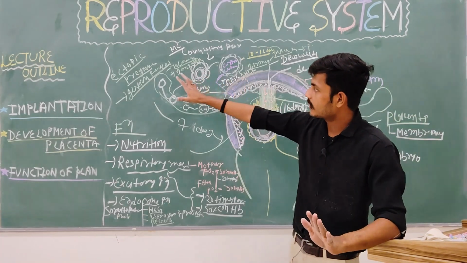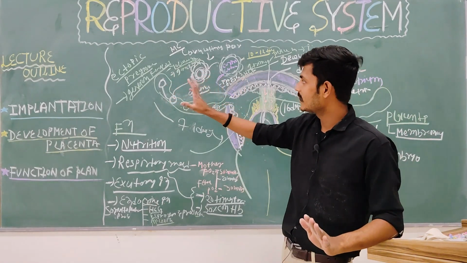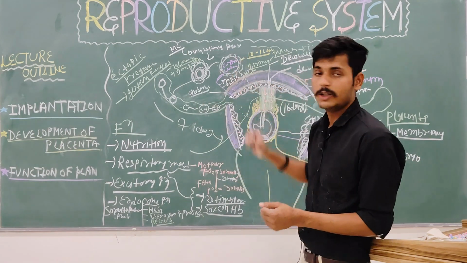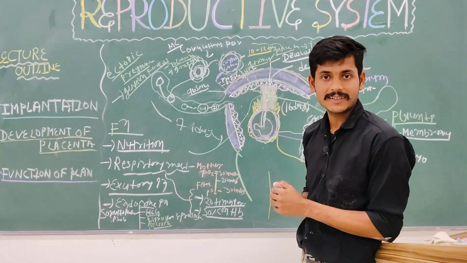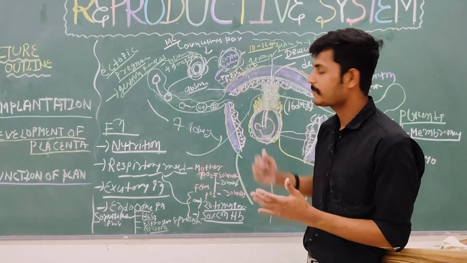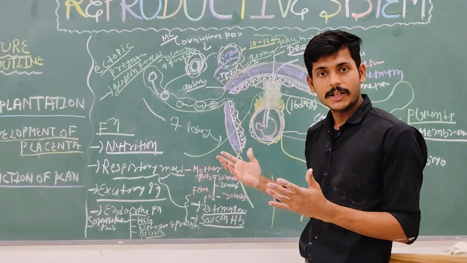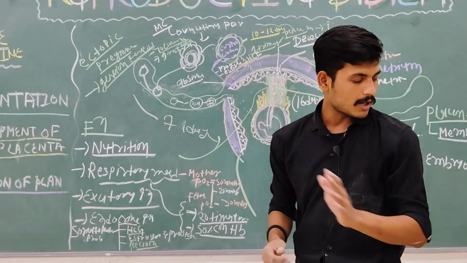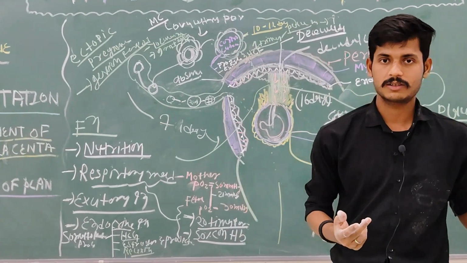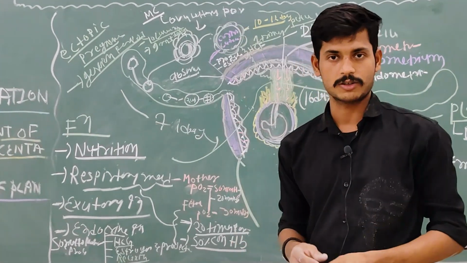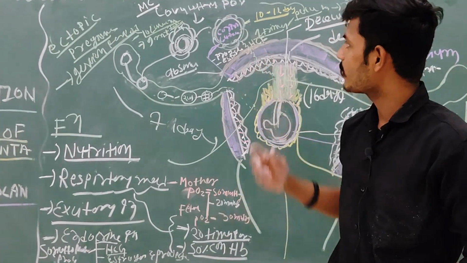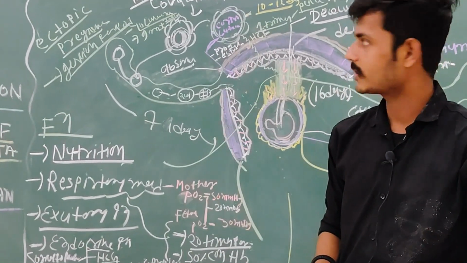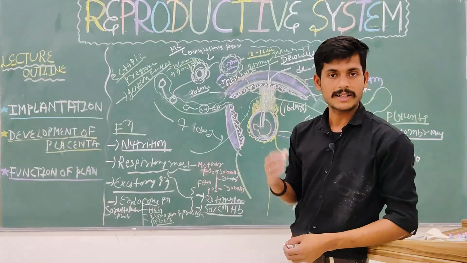And we talked about some pathologies. Sometimes the corpus luteum degenerates earlier, and early degeneration of the corpus luteum results in abortion. There are two types of abortion. One is called spontaneous abortion, and one is induced abortion by choice.